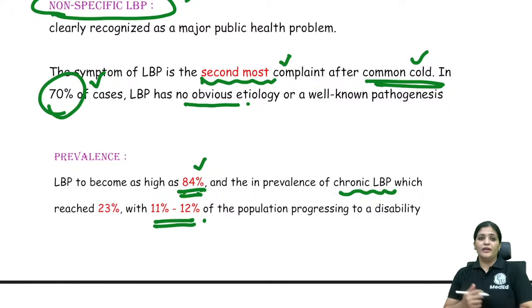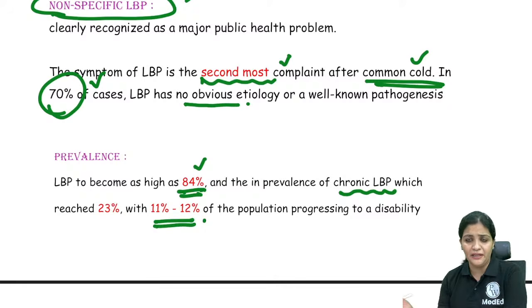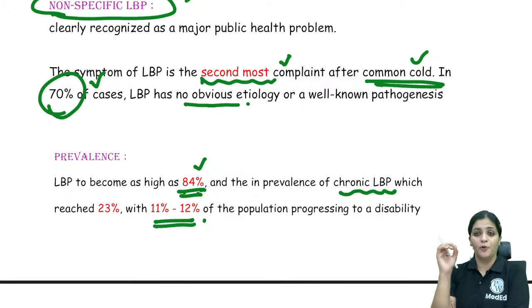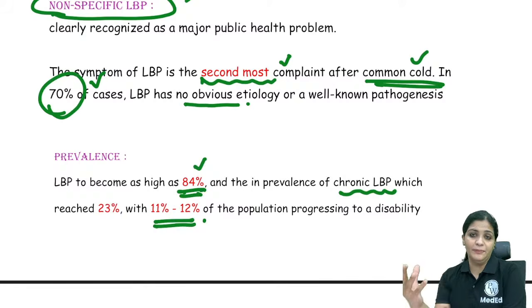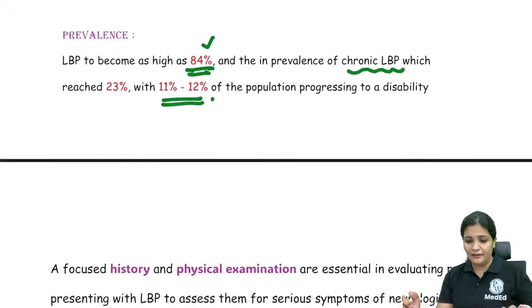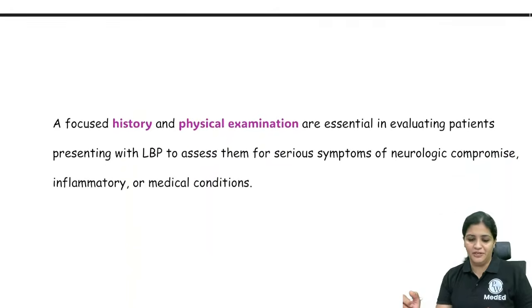Okay, so if there are 100 patients in the OPD, 70 people are with spine problems only, and among them 10 to 12% will actually have a proper pathology in the spine, and they will be suffering with disability. So that is its importance. You have to understand this back pain in great detail to help the patients better.